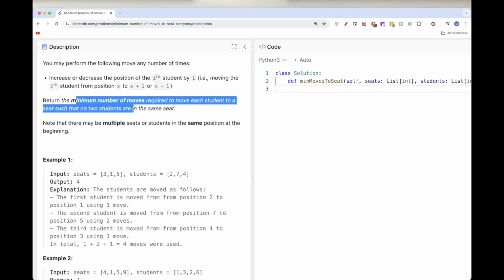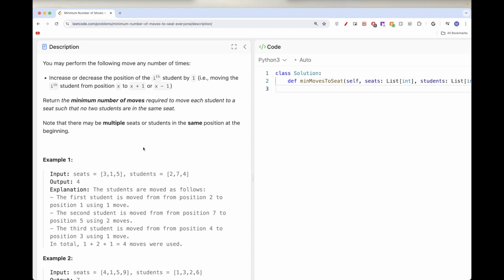Now, the goal of the problem is the minimum number of moves we can make so that all students are seated in the available seats, but also no two students share the same seat. Like we can't increment this one to 3 and decrement this one to 3. Then they will both be on seat 3, and that's not allowed. Okay, so that's the idea.